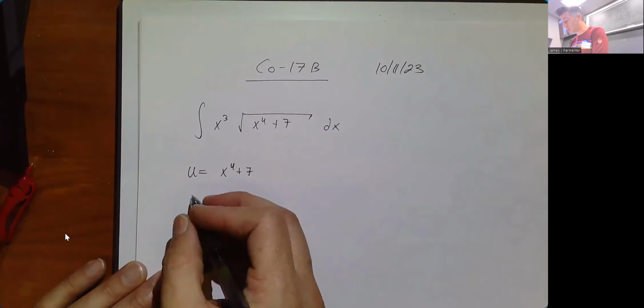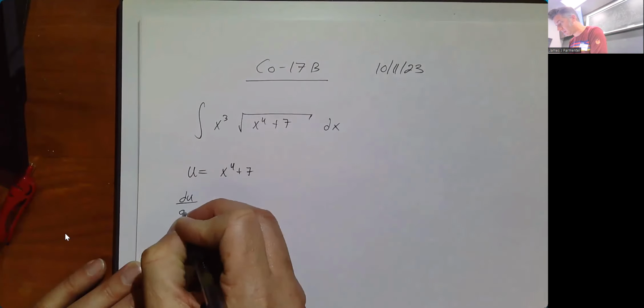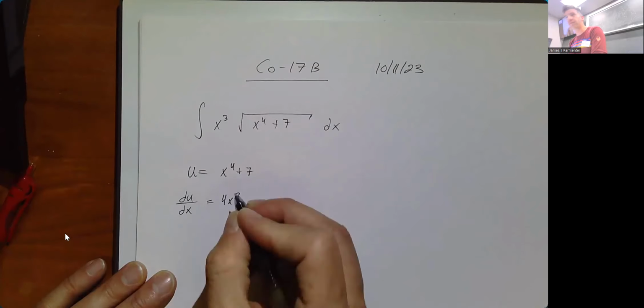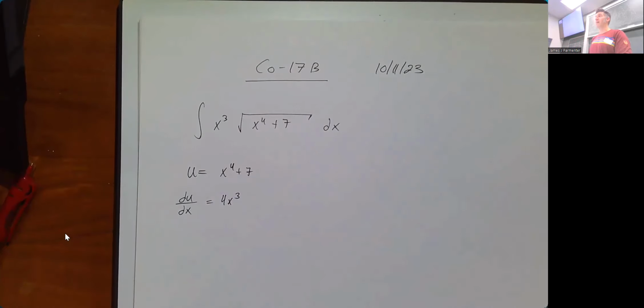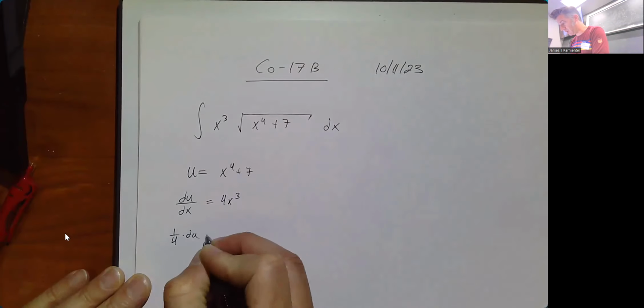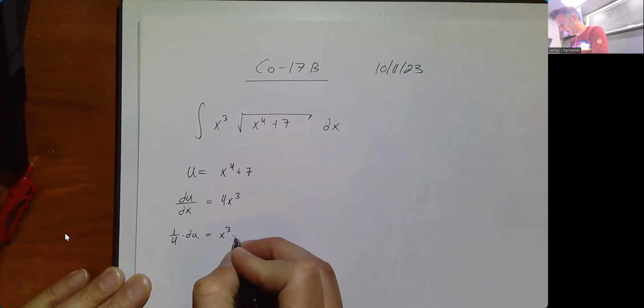The other reason it's a good choice is because the derivative of x to the fourth plus 7 is 4x cubed. And although I don't exactly have that, I don't care about being off by a constant multiple. We can always fix that. There's like 3 different ways of fixing this. Here's my preferred way. I would prefer to write this as 1/4 times du equals x cubed times dx.